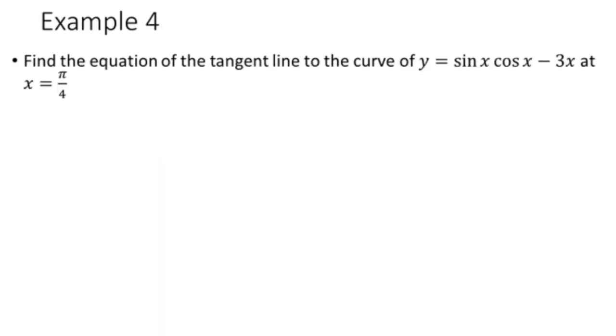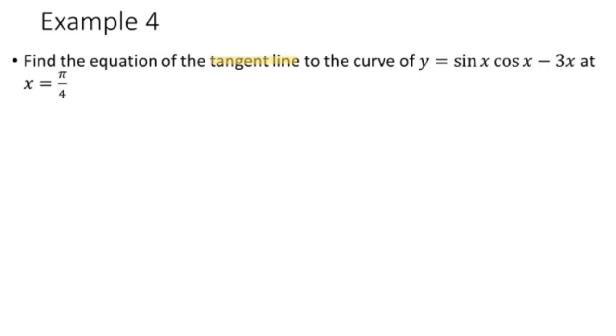Next, we're going to find the equation of the tangent line to the curve of y equals sine x cosine x minus 3x at x equals pi over 4. Since we see the words tangent line, that indicates to us that we should take a derivative of our function. So let's start off by taking the derivative of y equals sine x cosine x minus 3x.